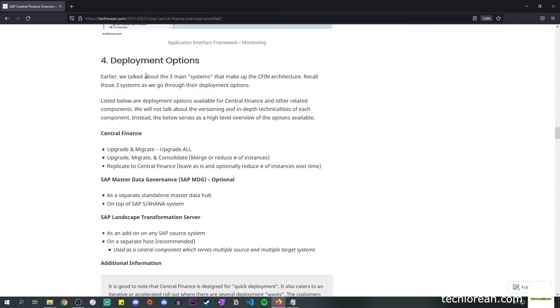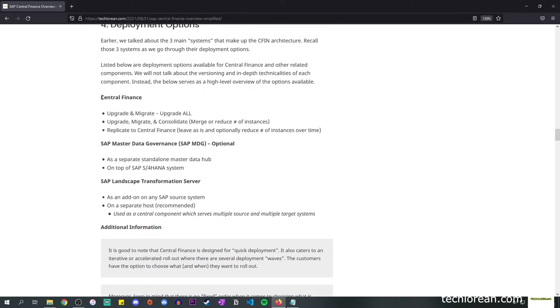Next up, we have deployment options, which is going to be the last subtopic for this discussion. Earlier, we talked about three main systems. So remember that we have the source system, the target system, as well as SLT. And because of that, we do have several deployment options available for them, and of course the related components. We will not talk about the versioning and in-depth technicalities of each, but below would serve as a high-level overview of the options available. So here, let's start off with Central Finance. You do have the option to upgrade and migrate, upgrade, migrate, and consolidate, as well as replicate to Central Finance, which is to leave the legacy systems as is and optionally reduce the number of instances over time.